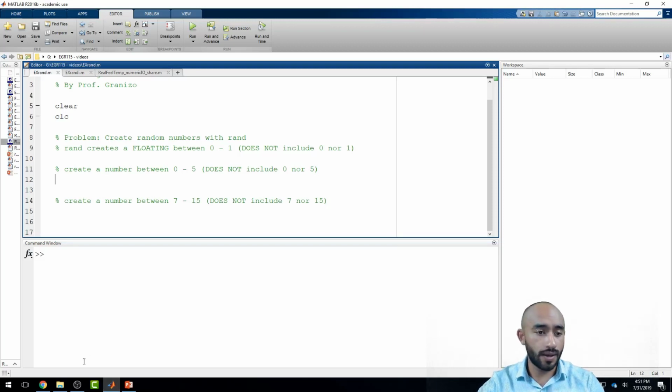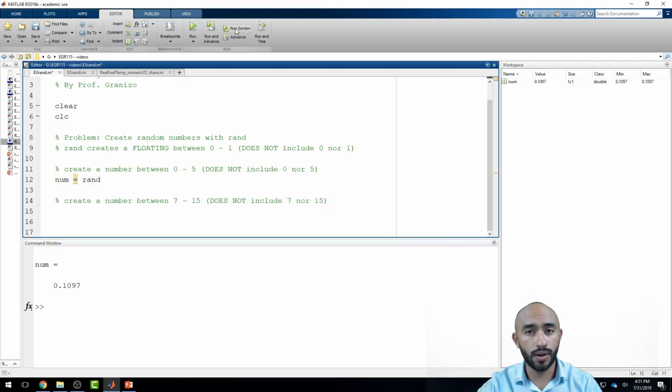So what that means is every single time that you use rand in MATLAB, you're always going to obtain a value between 0 and 1, but that value is never 0 or 1. It's always within the range. It can get very close to 0, it can get very close to 1, but it's never going to be exactly 0 or exactly 1.